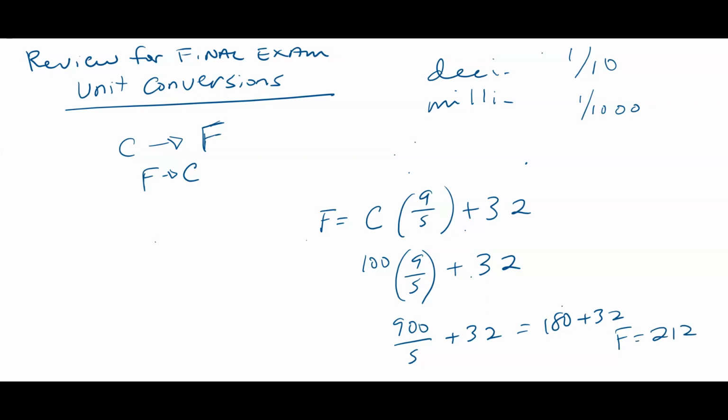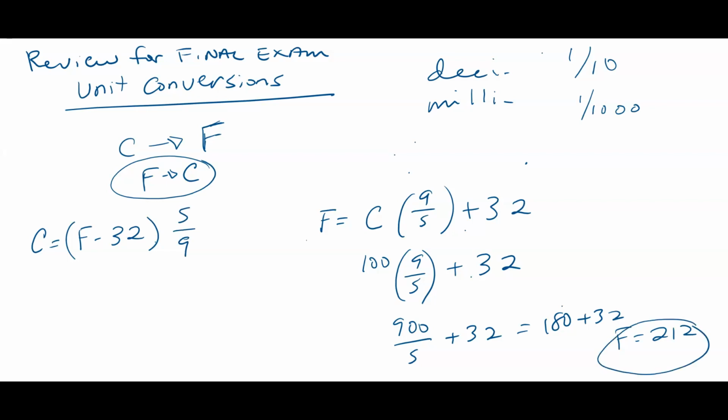Okay, if you want to go from Fahrenheit to Celsius, let's do that type. You're going to do Celsius equals the Fahrenheit number minus 32 first. Then you're going to multiply by that. So let's take the answer we just got, Fahrenheit 212. Let's see if we get the same answer back.